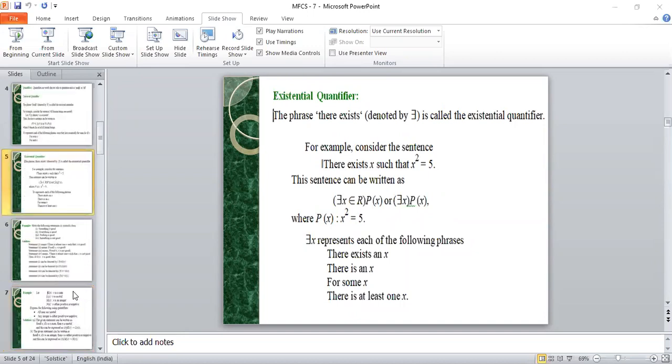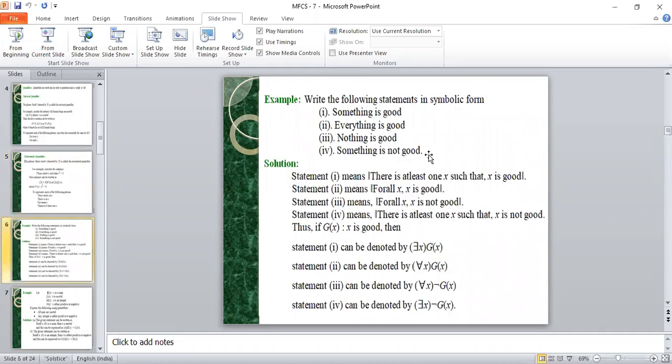So, examples on these. First one: write the following statements in symbolic form. The statements are: something is good, everything is good, nothing is good, something is not good. These four refer to the common property 'is good'.